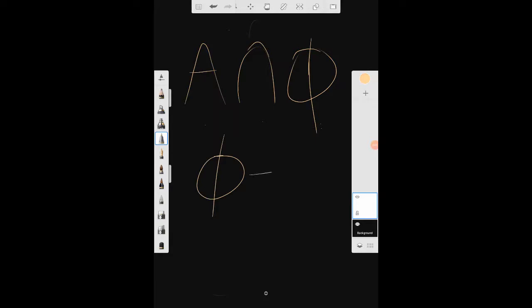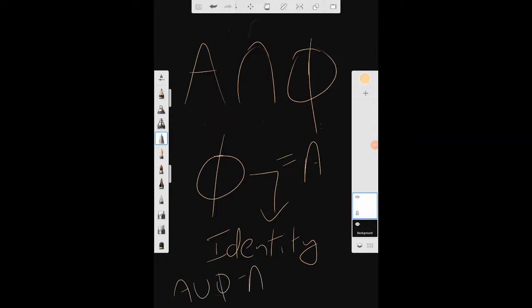Now remember that this is also called the identity element. Why? Because you do intersection with phi, or you do union with phi. You do union with phi, you get the same element. For example, A union phi is A, right? So you get the same element. That is why this phi is called identity element. Okay, now let that be it. I want to move on to something else here.